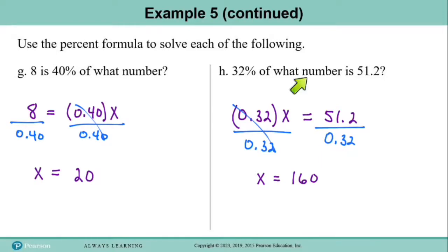And let's just stick that number back in here and see if it makes sense. 32% of 160 is 51.2. Now that makes sense to me because 32% is a little less than a third, and 51.2 is a little less than a third of 160. So it makes sense to me that 32% of 160 is 51.2.